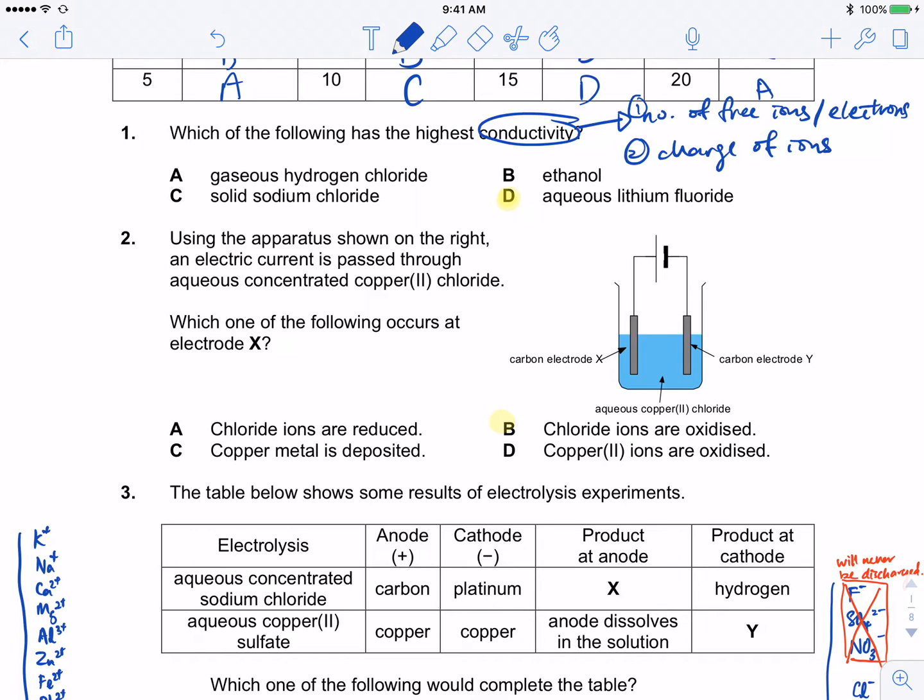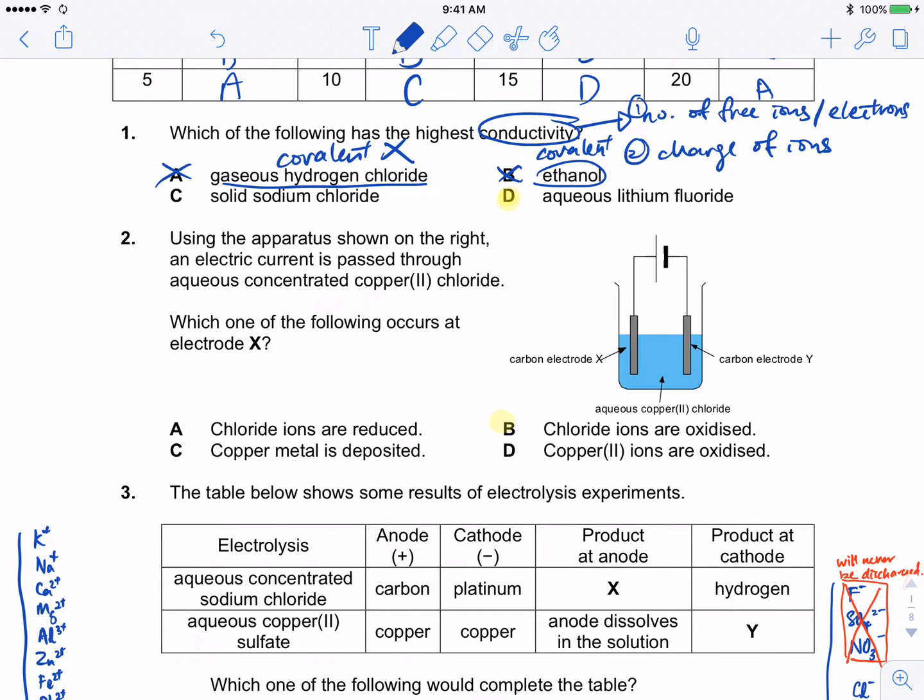Okay, so let's look at the options here. We have gaseous hydrogen chloride. Now we know that hydrogen chloride in the gaseous form is a covalent compound, okay, covalent molecule. So therefore, there's no free ions to conduct electricity. Ethanol is also a covalent compound. So that's out, A and B out.